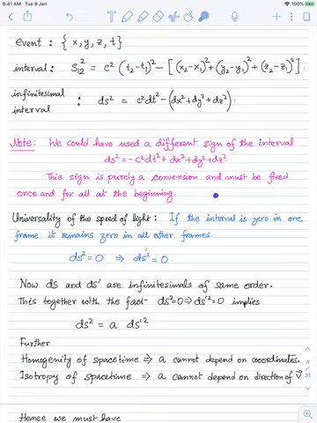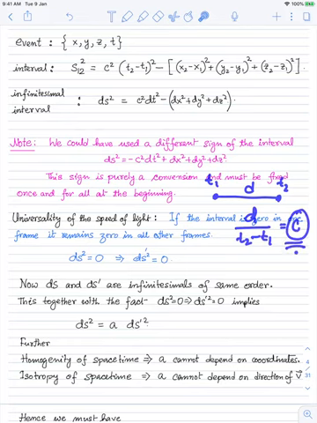So consider 2 points: light starts from one point and reaches another point, and this is the distance between the 2 points, right? So in one frame, the interval is basically, let's say, the times t1 and t2. Then this distance d divided by t2 minus t1 is basically c. That's the speed of light.